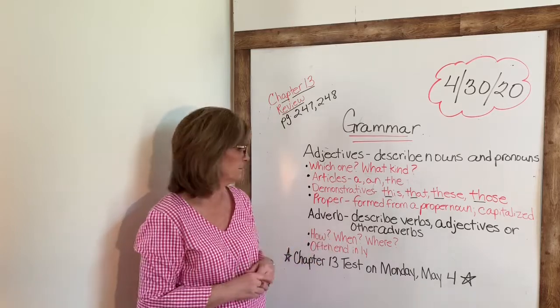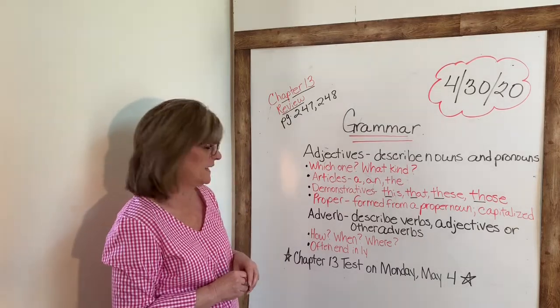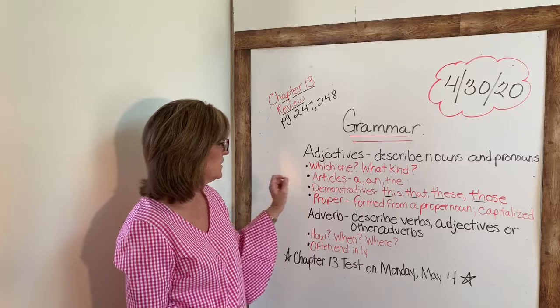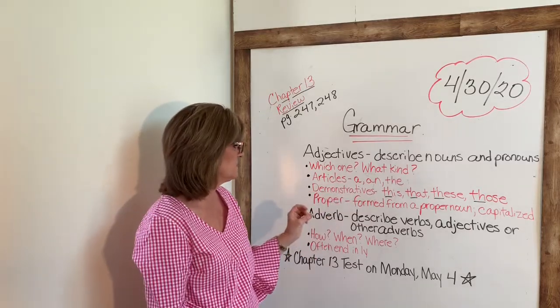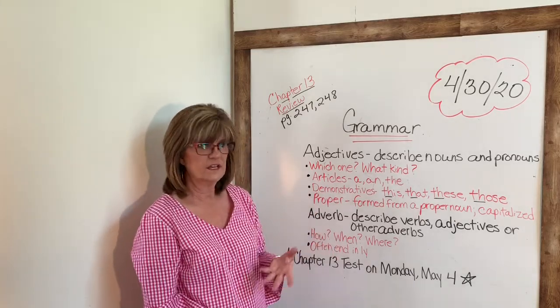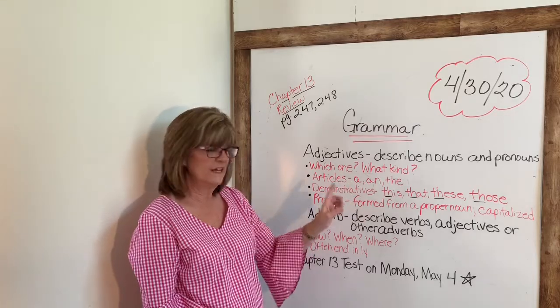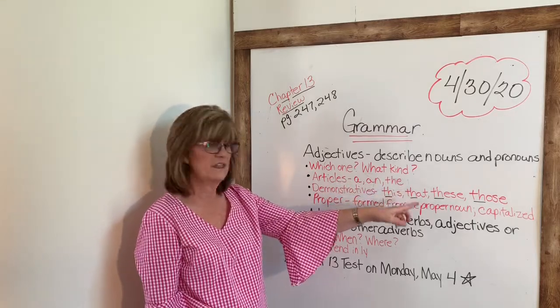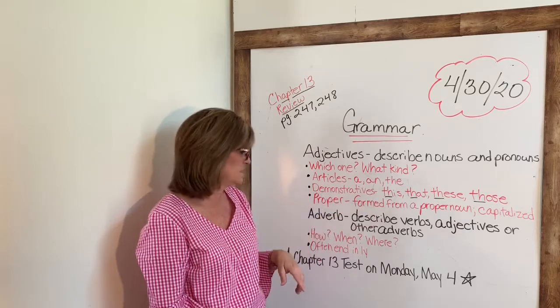So there are three kinds of special adjectives. Remember, articles are a, an, and the. Those three small words are adjectives. A door, an apple, the dog. Demonstratives, remember, are adjectives that point out things. This, that, these, and those. It's always easy to remember them. They all start with the letters TH.